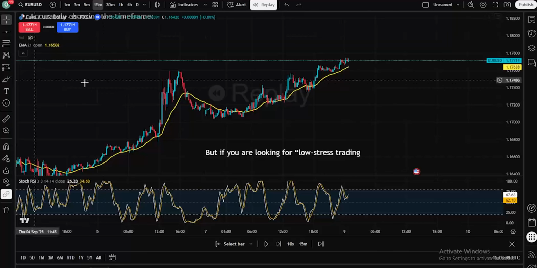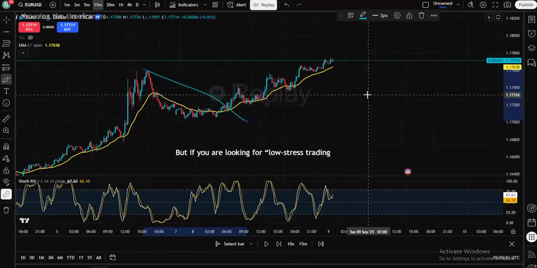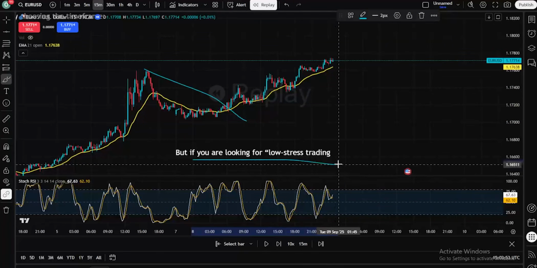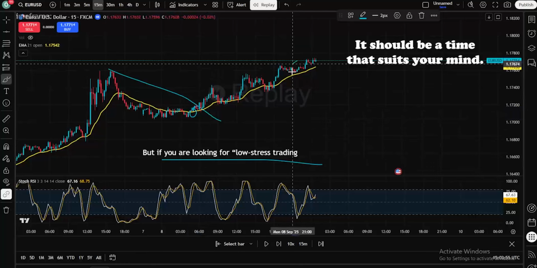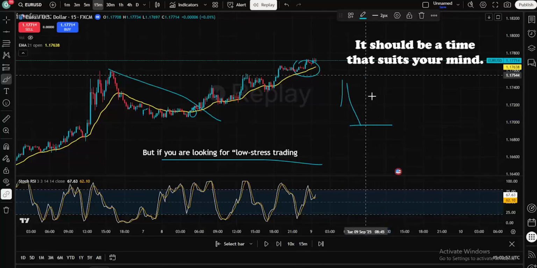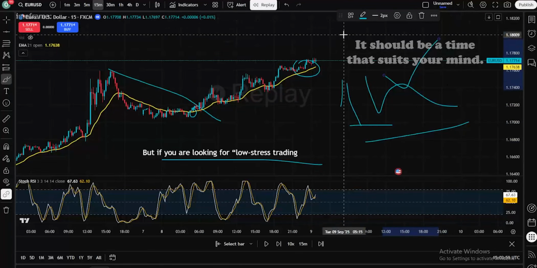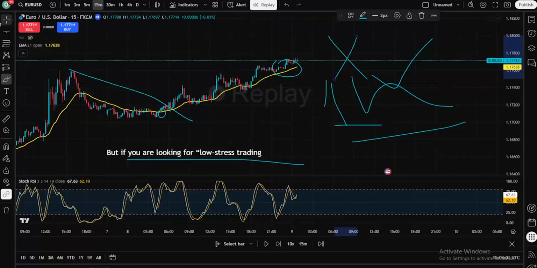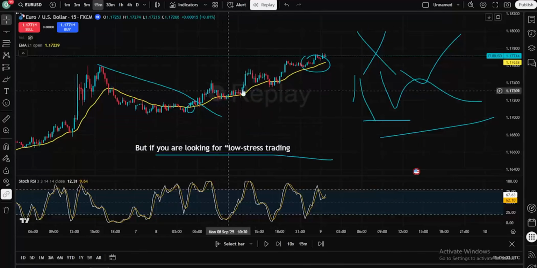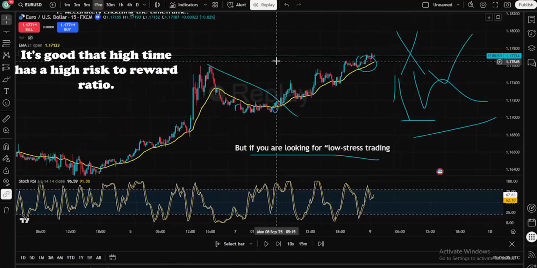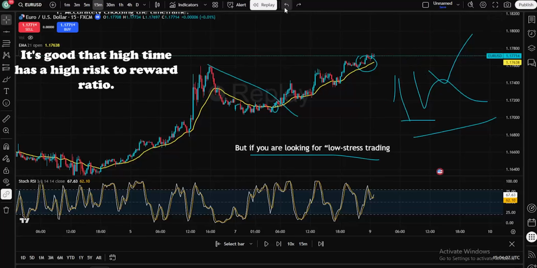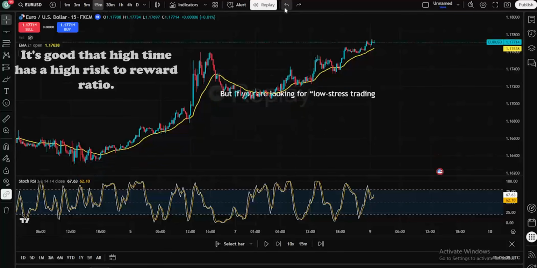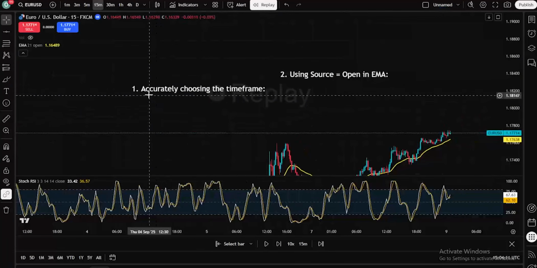If you are a beginner, this time frame may seem boring to you. But if you are looking for low-stress trading and want to analyze with a more open mind, this is the best choice. Another important point, the 15-minute time frame is great for setups with a higher risk-reward ratio, for example, 1 to 2 or even 1 to 3.